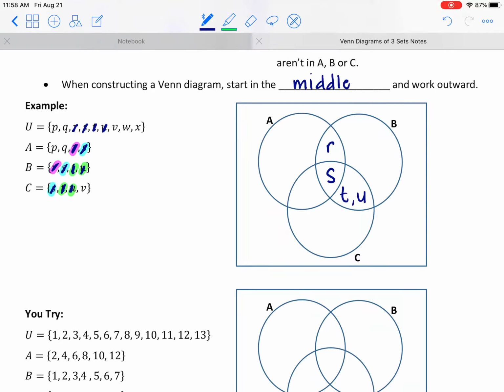And I can see that left over in A, we have P and Q. So P and Q, cross off P and Q. Nothing left over in B, which means B only section will be left blank. And then left over in C is the element V. So V will go there, V will get crossed off. Now the only two remaining elements, not in sets A, B, or C, but in the universal set, are W and X. So we can put W and X outside of the circles. And there it is. Okay.